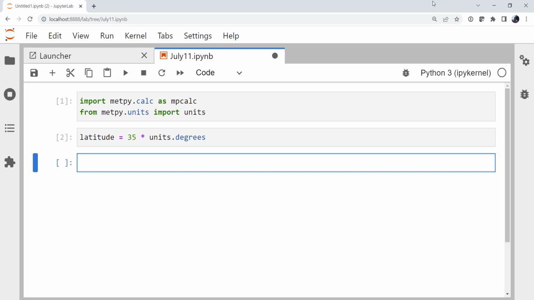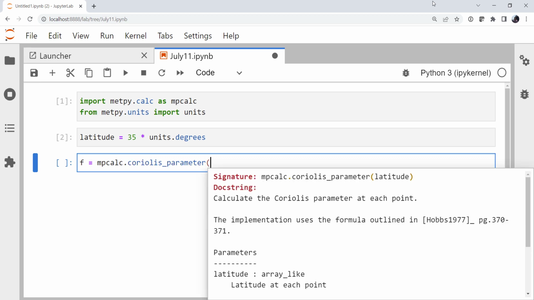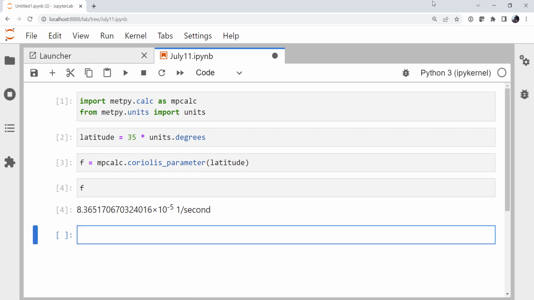Now we need to calculate the Coriolis parameter. We can use mpcalc.coriolis_parameter. Using Shift-Tab to look at the docstring, we see it takes a latitude. And notice there's also a citation if you wanted to go look up this formula. And we can see that we get a number in per second, which makes sense for the Coriolis parameter.